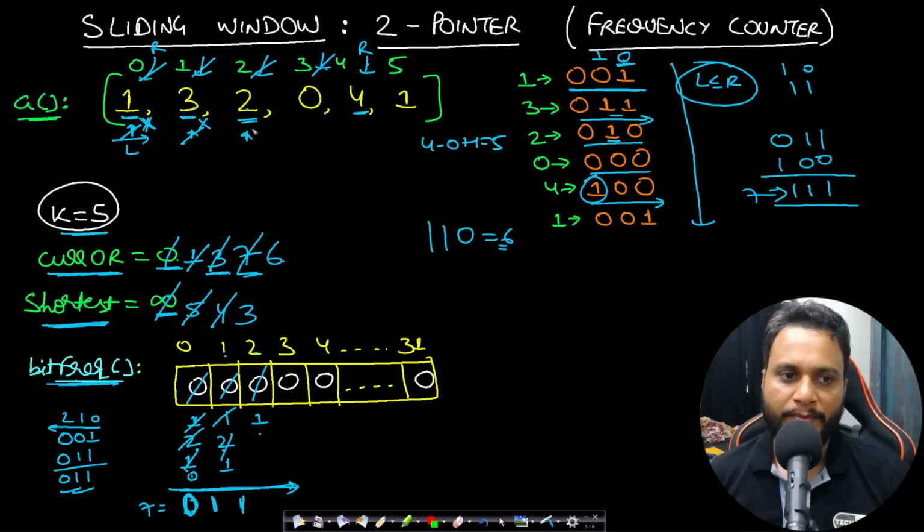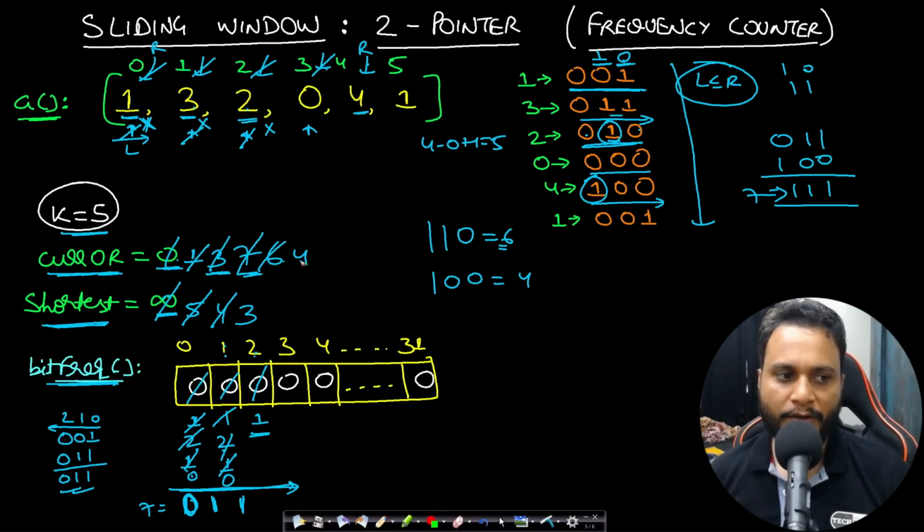Now again I will be moving this to the right hand side. 2 will be removed. The representation is 010. At position number 1 there is a set bit. So at position number 1 I will reduce the bit because it is going out. 2 is going out. Now only the second bit is set, otherwise all the other bits are unset. So in that case, my number becomes 100, which is 4. So this number will become 4, right? And since this current OR is less than k, so I will not be updating the shortest window right now.